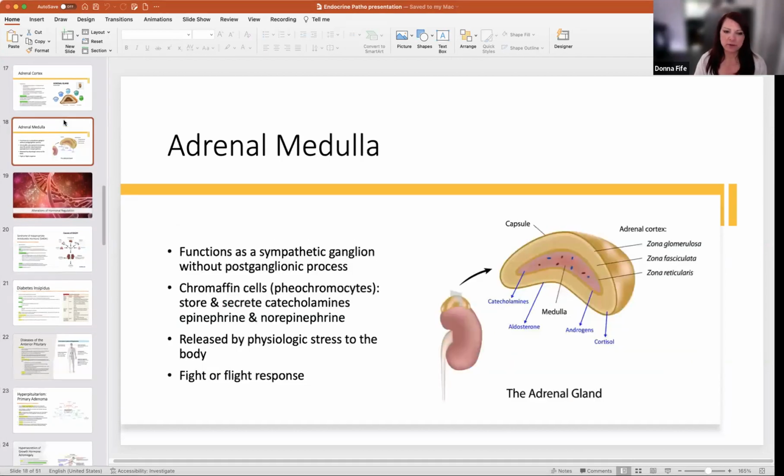Now, the adrenal medulla, this functions as a sympathetic ganglion without postganglionic processes. There are chromaffin cells, pheochromocytes, which store and secrete the catecholamines epinephrine and norepinephrine. These are released by physiological stress to the body, and this has to do with the fight or flight response.